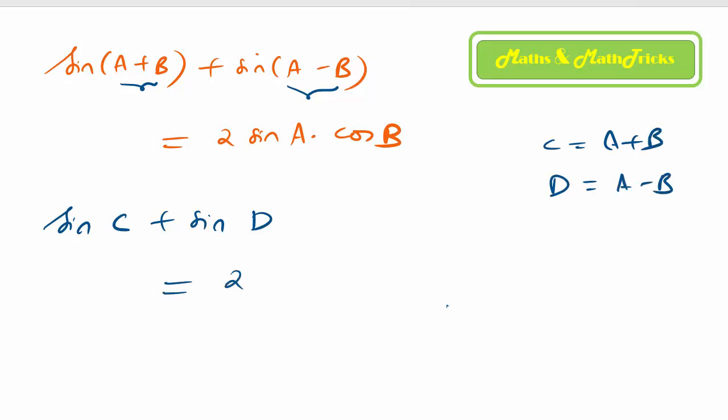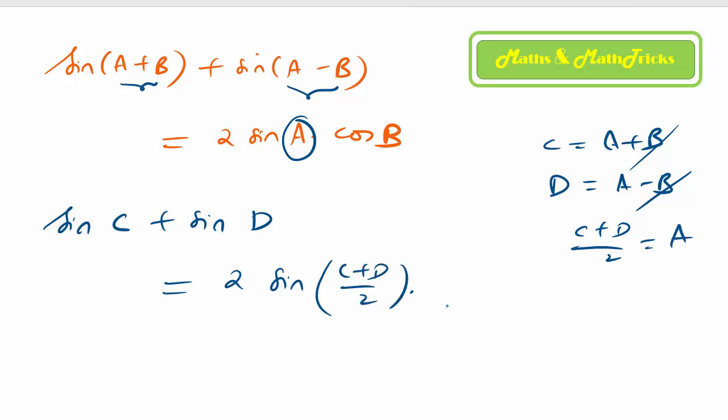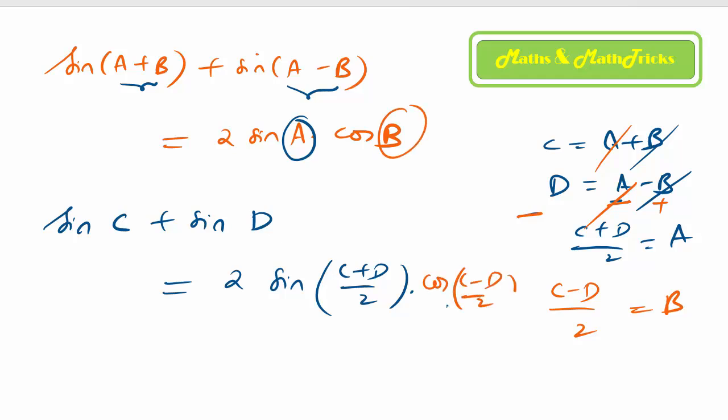I mean, C is the angle A plus B and D is the angle A minus B. Then what should be the resultant on the RHS? Can you tell me this A value? If you add these, you will get C plus D by 2 as A. So therefore, you will get sine A as sine of C plus D by 2. And when you subtract this, A will cancel, B will get added. So you will get B value as C minus D by 2. That's why this B will be cosine of C minus D by 2.